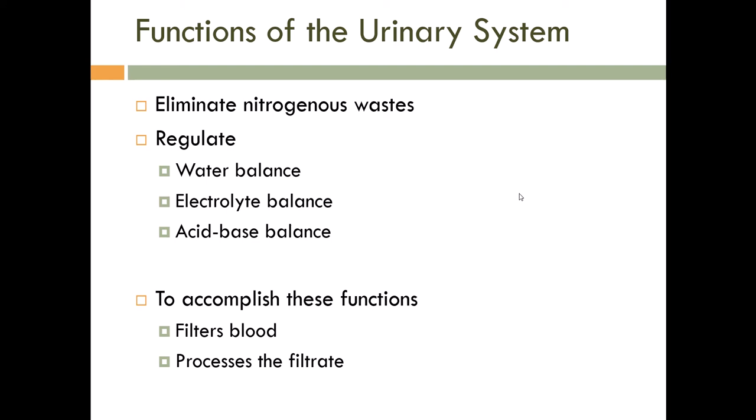So its goal is to eliminate nitrogenous wastes, nitrogen-containing compounds like urea and uric acid that are waste products of our body's metabolism. We don't want them, we don't need them, so we have to have a way of getting rid of them. But that is not all the urinary system does for us.